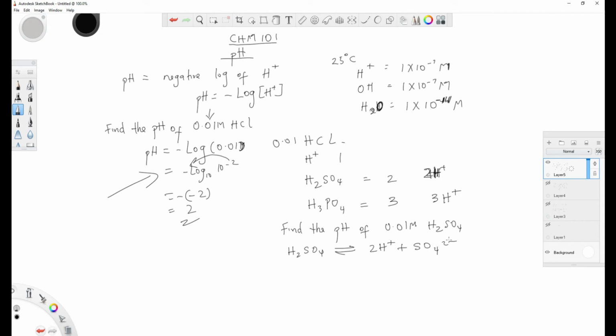Some people are always very scared of dissociation and all these things. They're actually not difficult. So since we already know that the basicity is 2, and we know that the molarity of H2SO4 itself is 0.01, in order for us to get the molarity of H, we have to multiply it by 2, using stoichiometry.